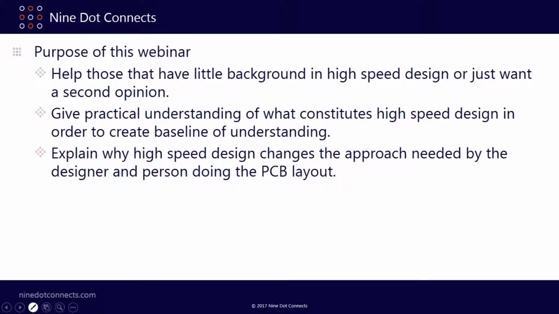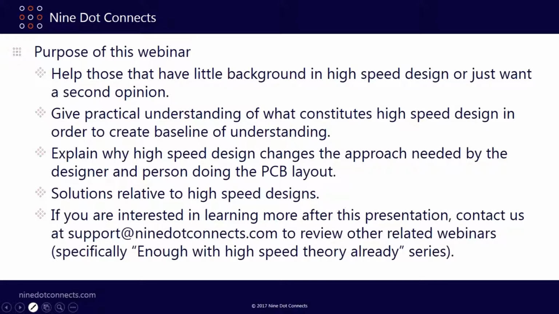I'm also going to explain why high-speed design changes the approach needed by the designer and the person doing the PCB layout. As I go through today's lesson, we're going to talk about the schematic portion, the component selection, and then on the back half, we're going to talk about the PCB layout aspects. I'm also going to give some solutions relative to high-speed designs.